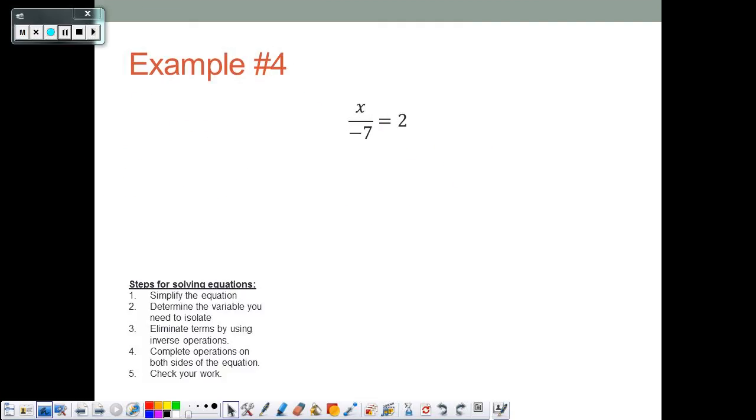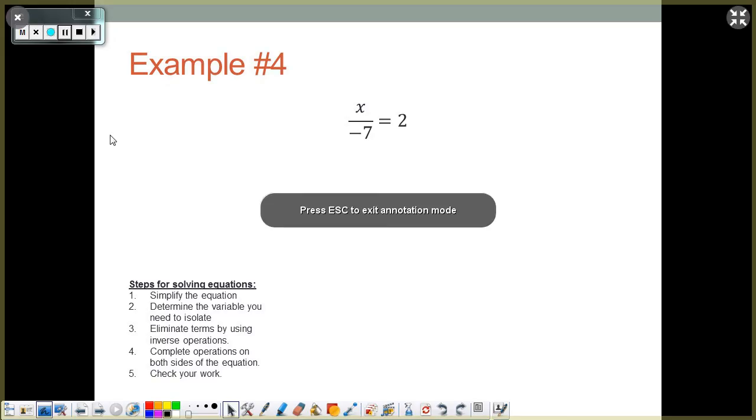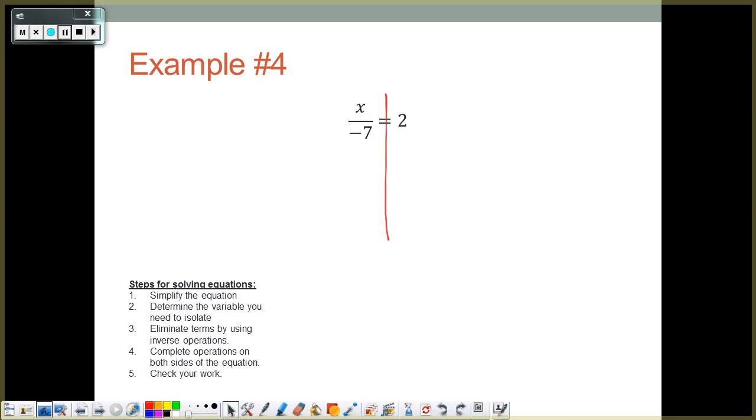One more final practice problem here. X divided by negative 7 is equal to 2. I want to isolate the x, so I need to get rid of negative 7. Again, written as a fraction, so I write times 7 over negative 7 as a fraction. On the right it's not, so I leave it alone.